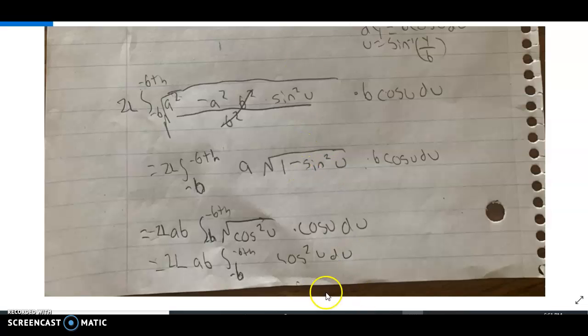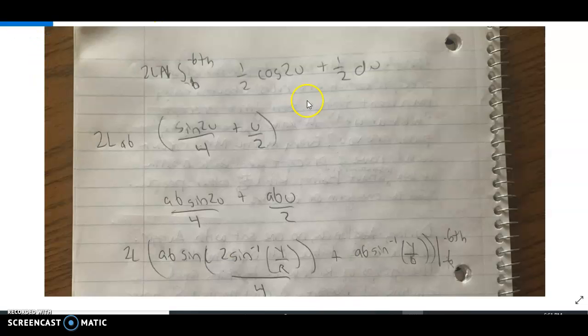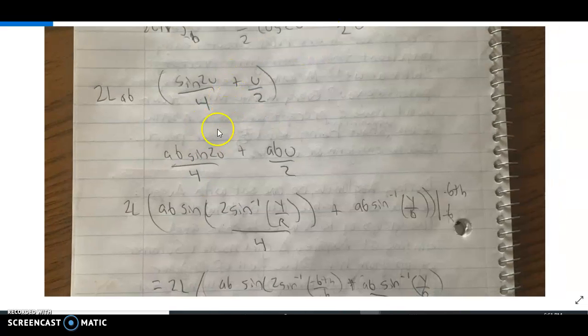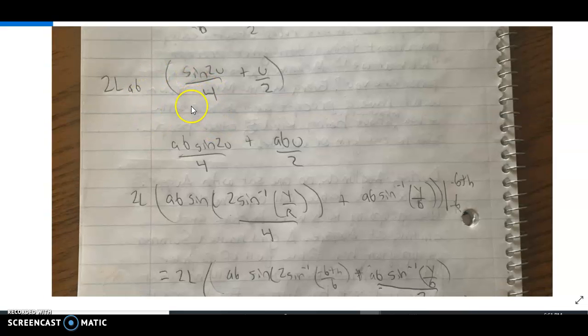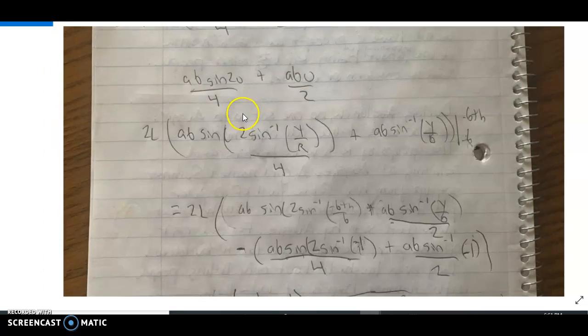Cosine squared, remember that identity. Now here's the identity for it, just like last problem. Boom. I did it the reverse way this time. Sorry if that confuses you. But 1/2 cosine 2u plus 1/2. Again, took the integral of it. Got that right there. Don't forget, the only real difference is we have the A's and B's.